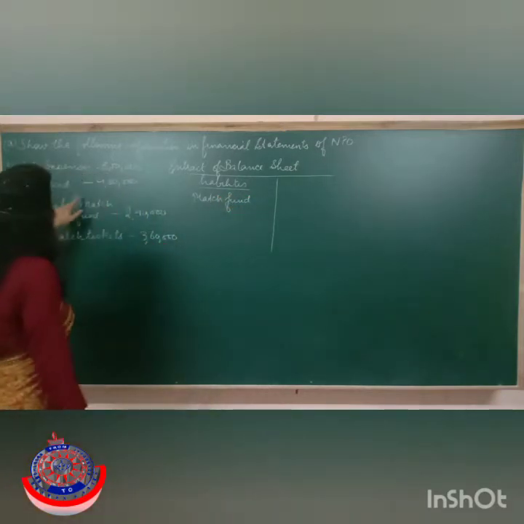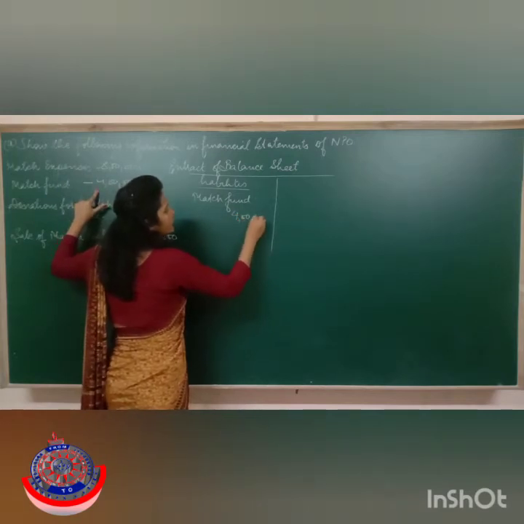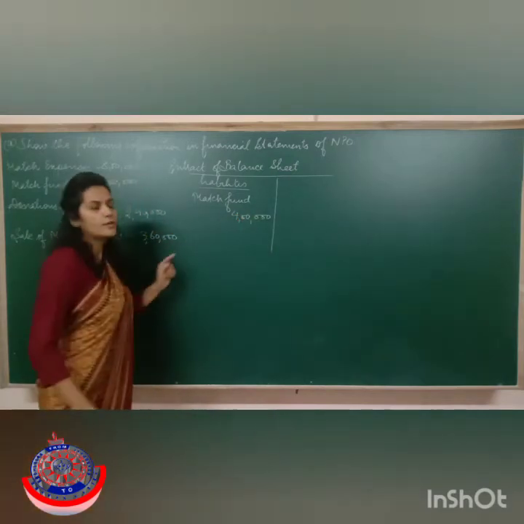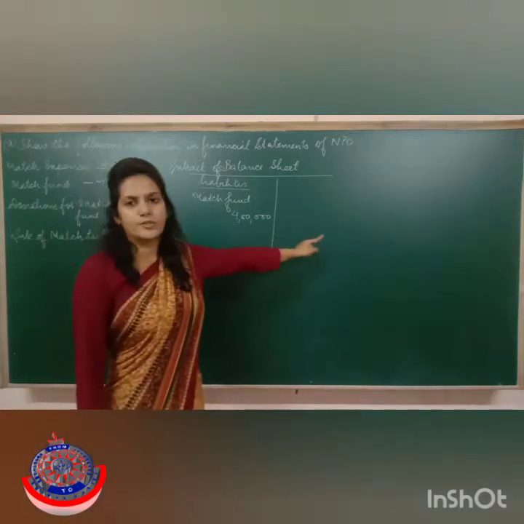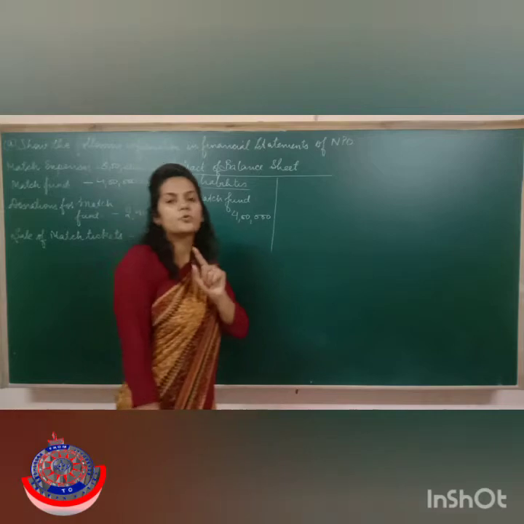Now what amount is given to you? Match fund of rupees 4 lakh is given. I am writing everything in the internal column as of now, because I am going to write the net figure outside. Then the next is match expenses. Now please note down rule number 2.